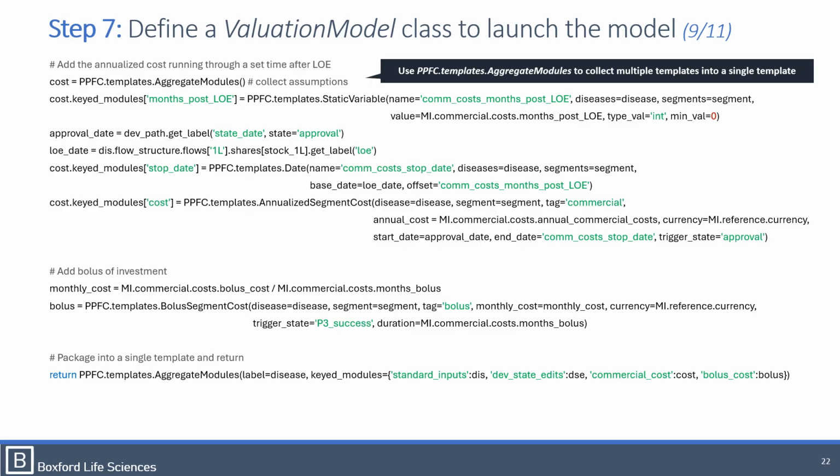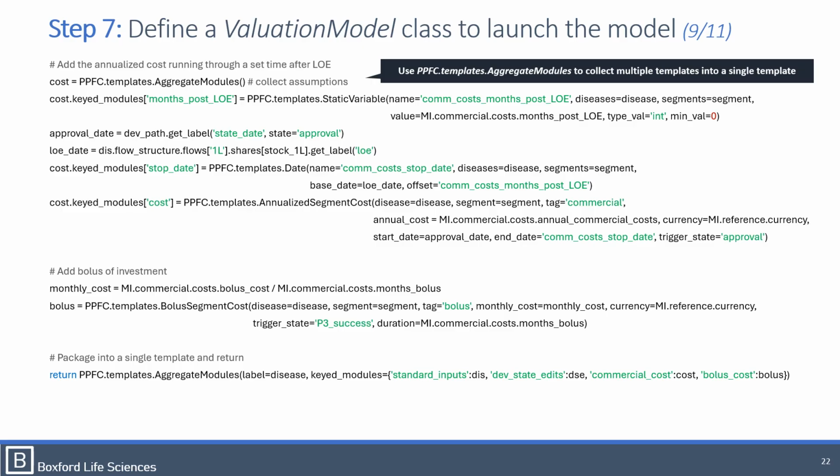So we define that aggregate module, and then we're going to say, okay, within that, as the label months post LOE, we're going to store a template that defines a static variable that's going to pull in from our model inputs how many months after loss of exclusivity we want to be continuing to incur commercial costs. We then next set a date for when the commercial costs stop by extracting from the development path the date of reaching approval, the name that's created for that in the model, and then we also extract the name that's used to store the loss of exclusivity date when we define that in the dynamic share.